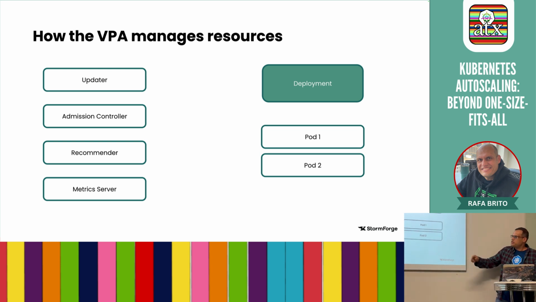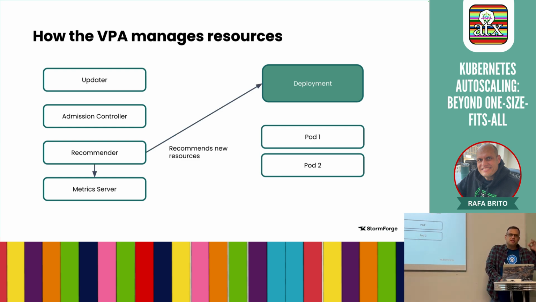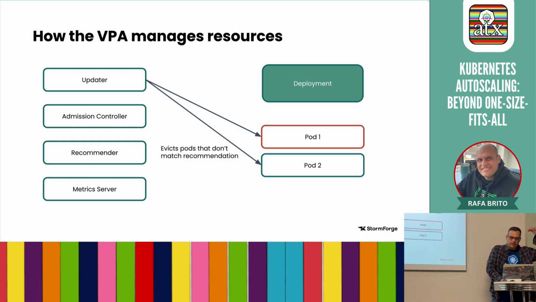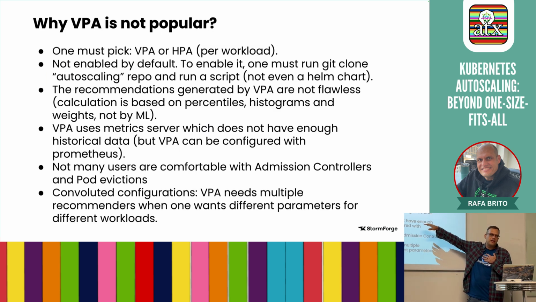The recommender looks at the metric server and then look at the deployment and recommends a new value. Then updater go ahead, delete those pods that they do not have the same value that recommend does. So there is eviction going on. Then the admission controller mutates the requests of each pod. Now, I'm sorry I put this together today.